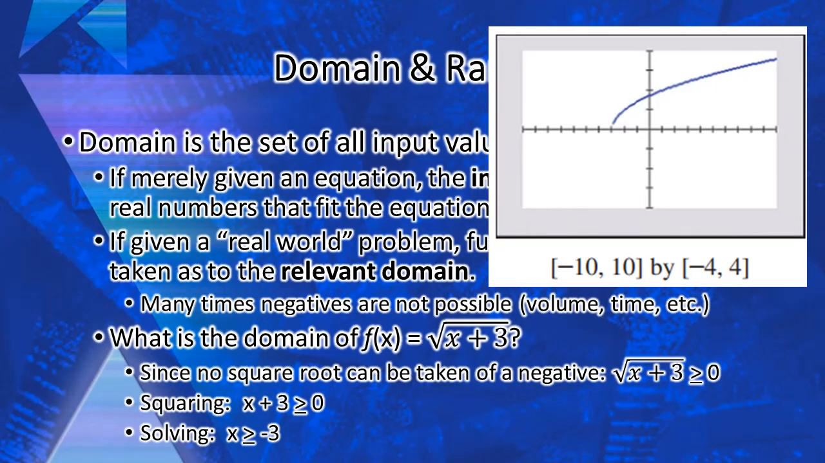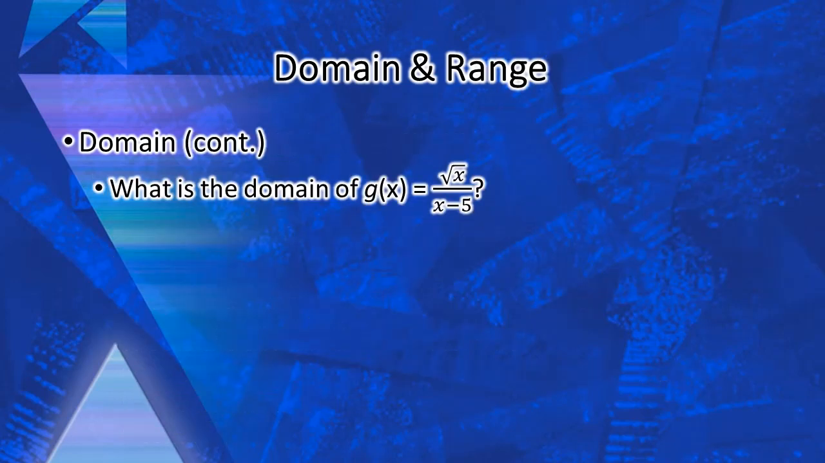If we were to graph it, it would look something like this. So take a moment and try to work this one out. What is the domain of g of x equal to the square root of x over x minus 5?